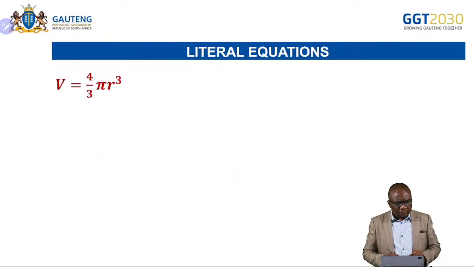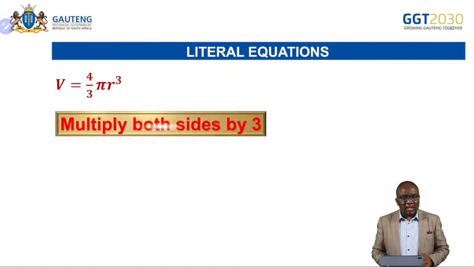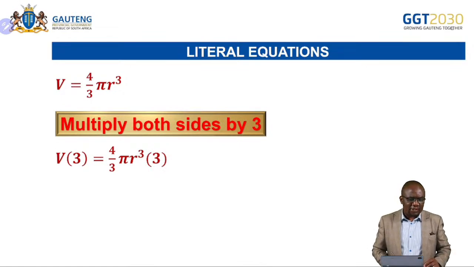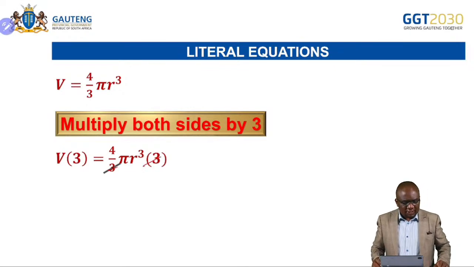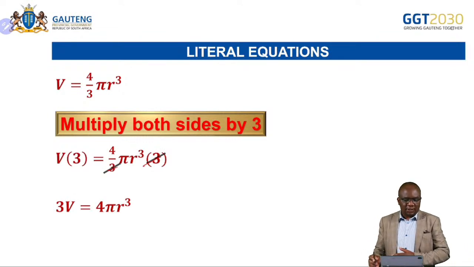Right, now, how do we get rid of the 3? We multiply both sides by 3. Okay? Right, let's do that. Multiply the left-hand side by 3. Multiply the right-hand side by 3. Something like this. And then 3 divided by 3 is 1. Then we remain with 3v is equal to 4 pi r cubed. You see that? We have managed to remove 3 on this side.